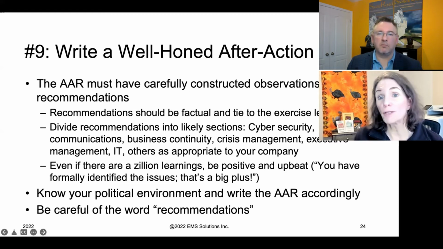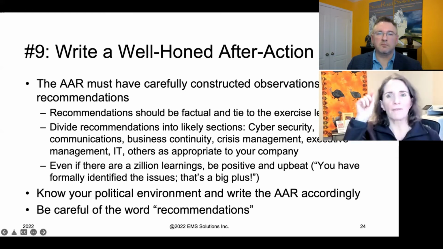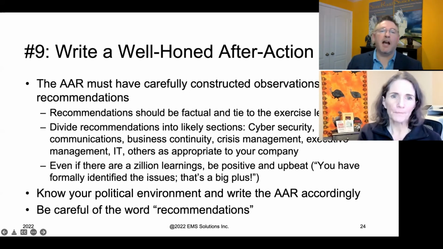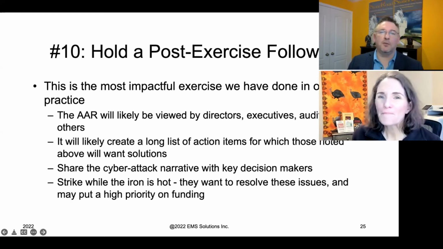So I use the word observations. If you were to ever see any of our after action reports, there's an executive summary, and then the next section is always observations. And that's really recommendations, but I'm not using the R word. I learned that same trick years ago.